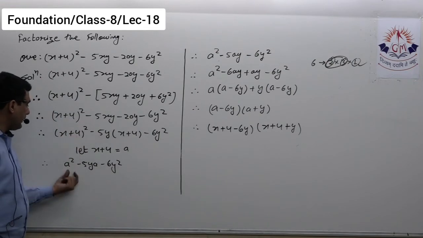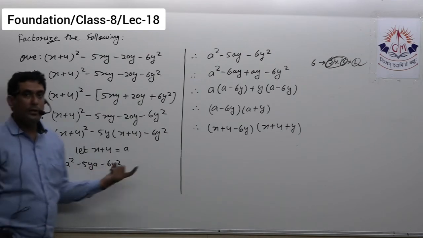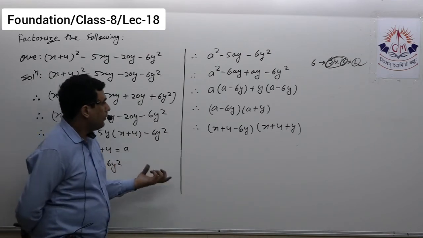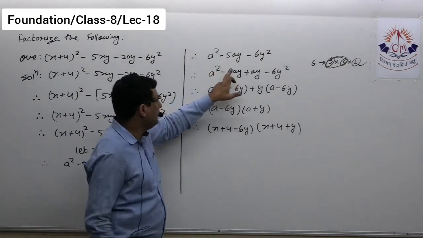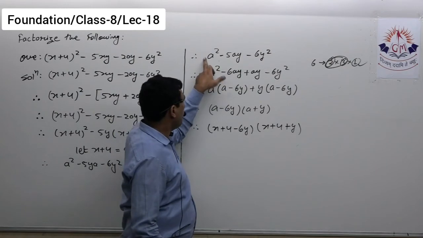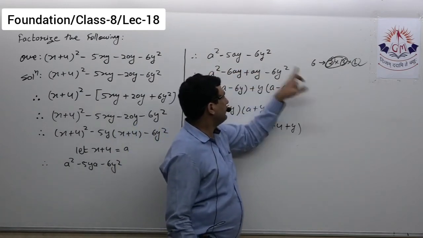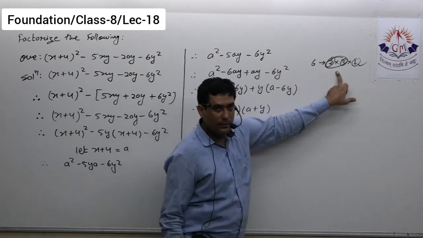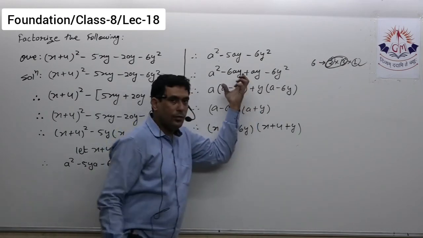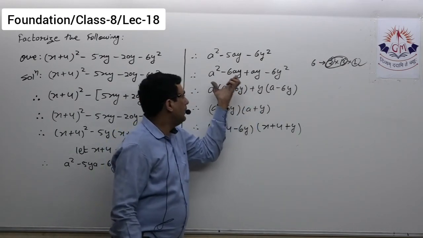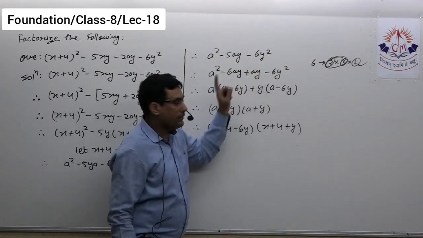Then this expression becomes a square minus 5ya minus 6y square. Now I can say this is a quadratic expression, and it can be factorized by splitting the middle term, and for that I need to find the factors of the coefficient of the first term and the constant term. So here the factors we'll find of 6: 2 into 3 into 1. So first I wrote over here minus 2ay minus 3ay. Further I got to know that those two terms were incorrect because their product was not the product of the first and last term.